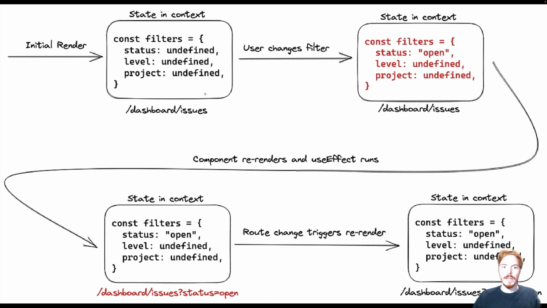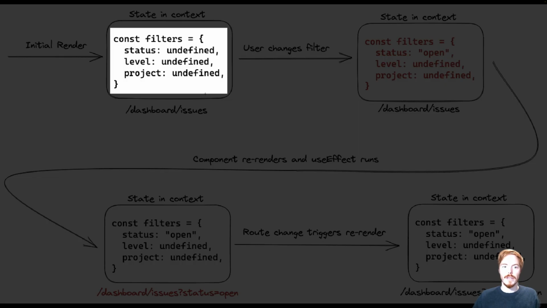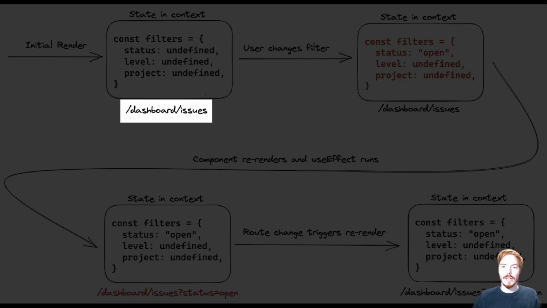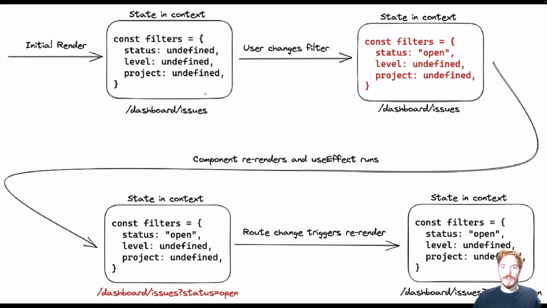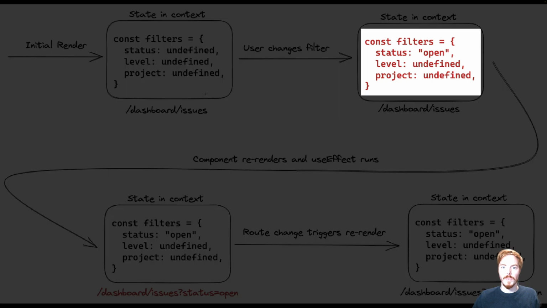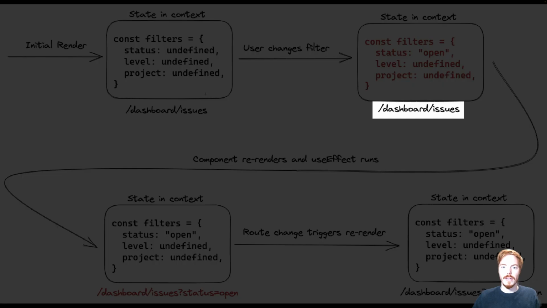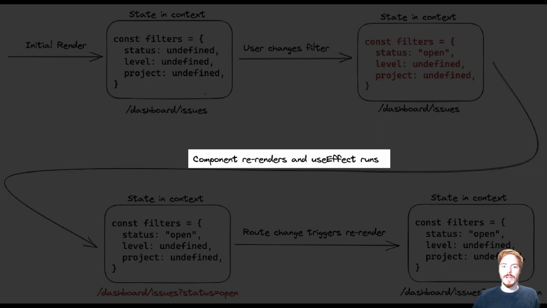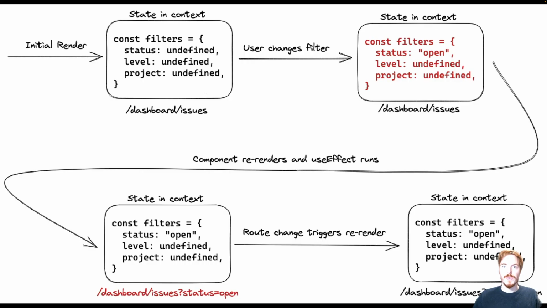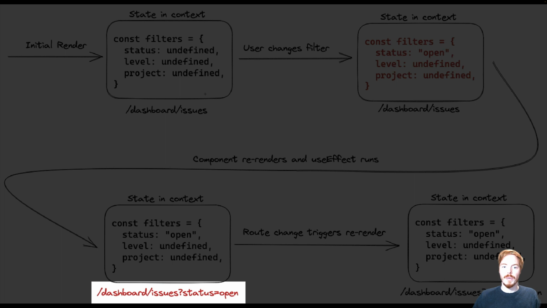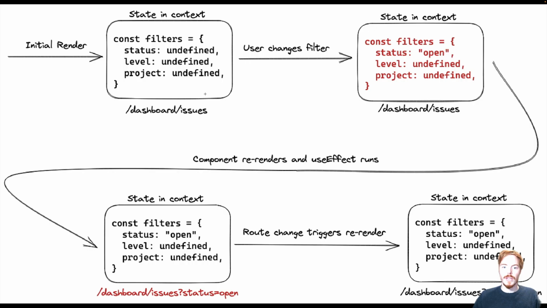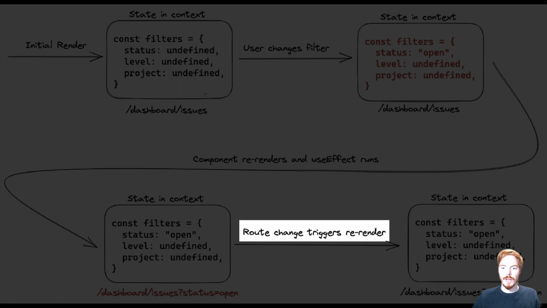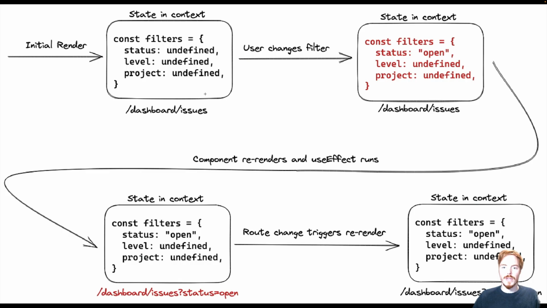On the initial render, the state in the context contains a filters object with undefined values. The URL doesn't contain any query parameters. Once the user changes the filter, the state in the context updates and one of the fields is set. The URL still doesn't contain any query parameters. The update of the state in the context triggers a re-render of the filters component, and the use effect also runs. The use effect updates the URL, including the new query parameters. And this route change again triggers a re-render of the component. This doesn't really have an effect, and performance-wise it's also not super important, but it's important to keep in mind.